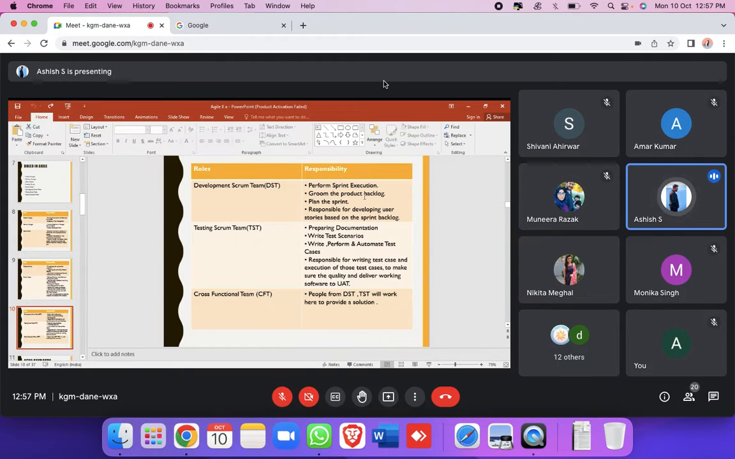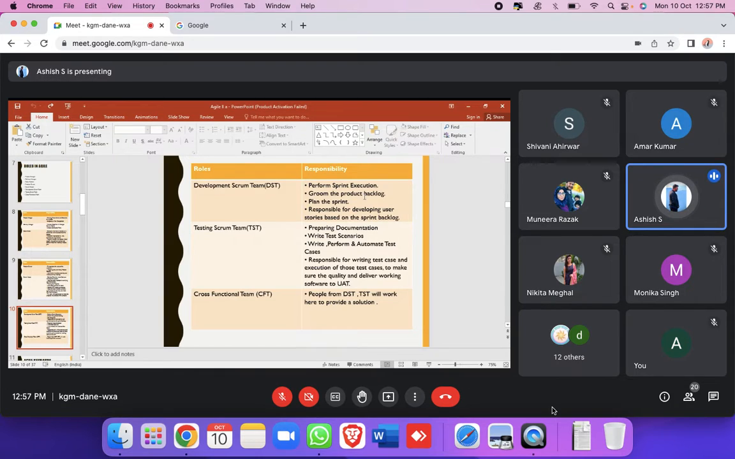Then you have your testing Scrum team. Here itself, you can see there are two teams. Then, of course, you have to have two Scrum Masters. Right?